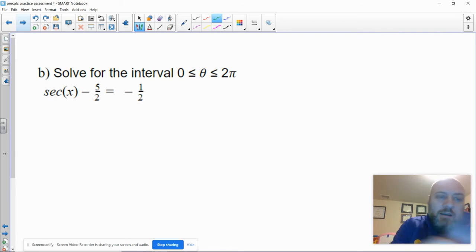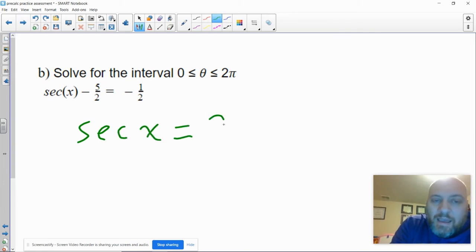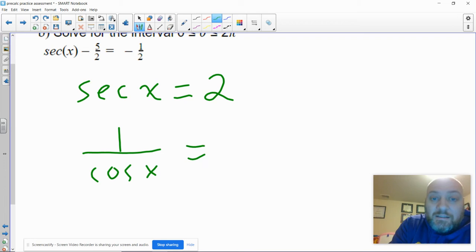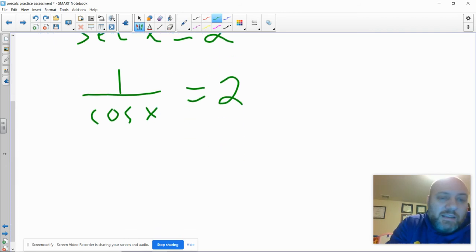Number 2, I want to isolate this trigonometric function. So I'm going to add 5 halves to both sides. 5/2 minus 1/2 is 2. Now I have to remember my identities. Secant is equal to 1 over the cosine of x, as secant is not on my unit circle specifically. And to get cosine of x, I need to take the reciprocal. And if I do that to one side, I must do it to the other side.